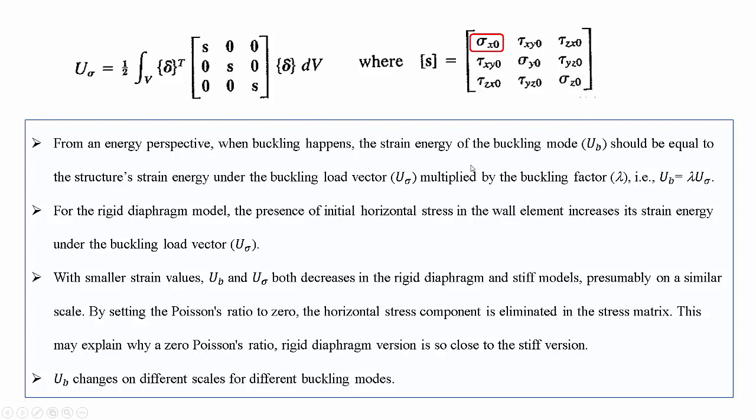Apparently, the presence of this horizontal stress component in the rigid diaphragm model increases strain energy under the buckling load vector. Now, with smaller strain values, UB and U sigma should both decrease in the rigid diaphragm model and the stiff model, presumably on a similar scale. By setting Poisson's ratio to 0, though, the horizontal stress component is eliminated in the stress matrix. This may explain why at 0 Poisson's ratio, the rigid diaphragm version is so close to the stiff version. Now, UB may change on different scales for different buckling modes.